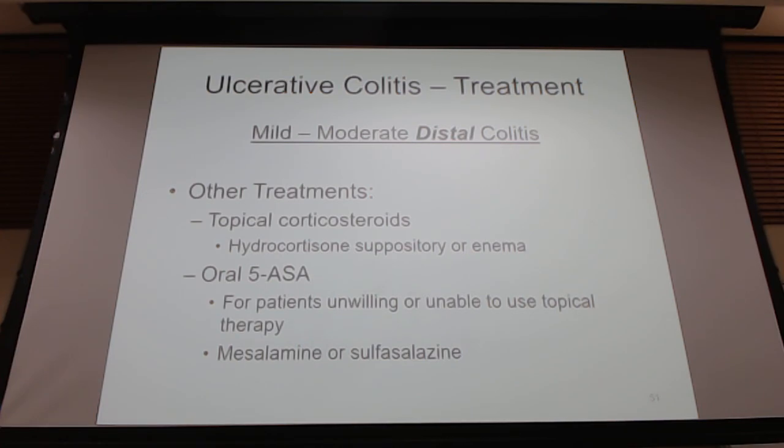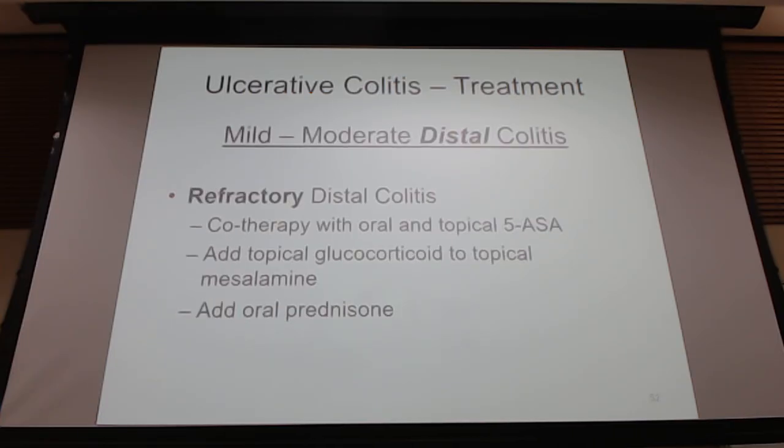So for patients that don't want topical therapy, there are those names right there, the mesalamine or the sulfasalazine. I need you to know the first drugs of choice for all of these. So refractory distal colitis, so that can be with oral and topical aminosalicylate, they're going to add a glucocorticoid to help out with that, the topical mesalamine. Or they can add oral prednisone as well.